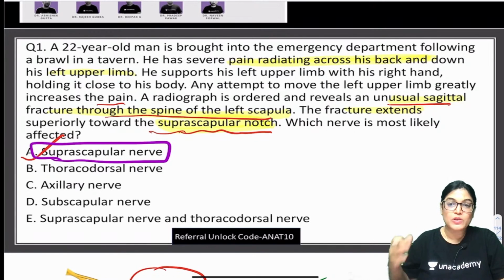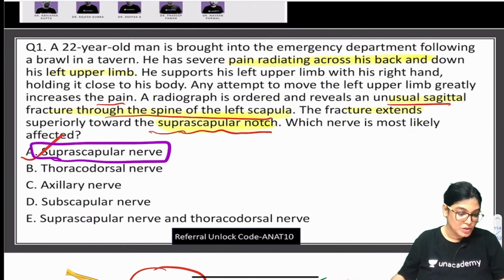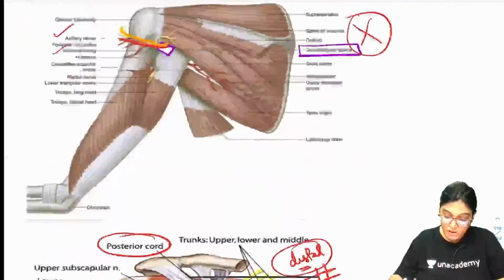I have just shown this MCQ once again because some students joined late. Yes, you are absolutely right. So let's move on to the second MCQ. All the best to everyone.